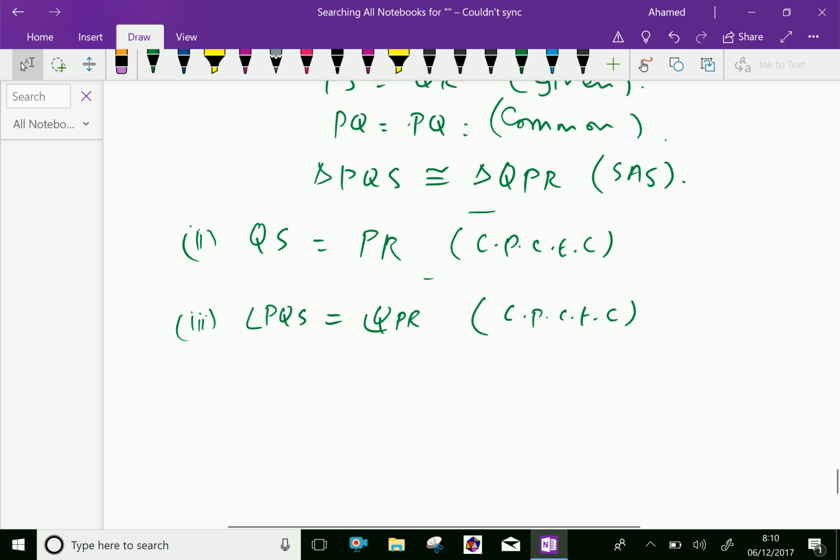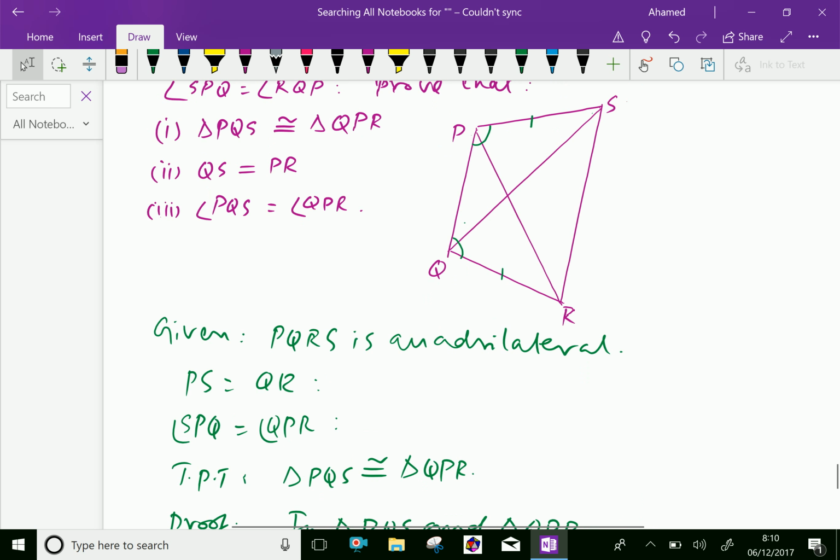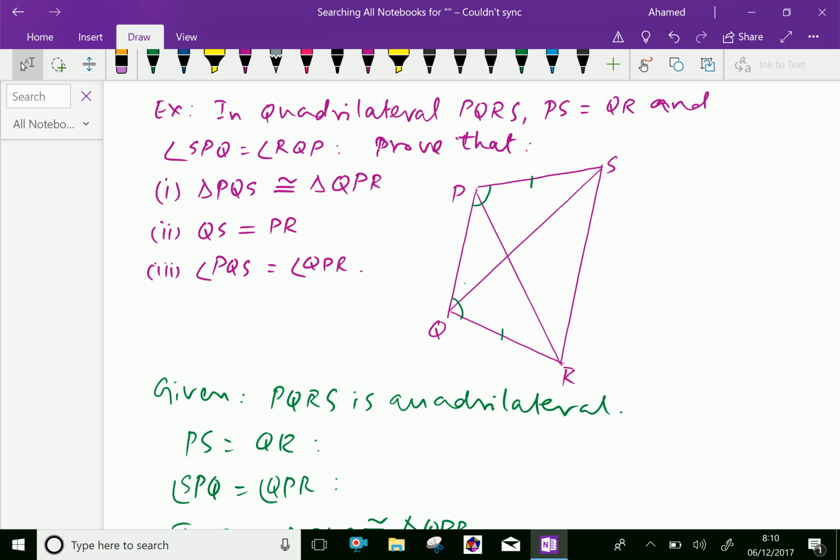Here we can note this angle in the figure: angle PQS. Here we'll change the color. PQS, and here this is QPR. So we proved all the things which are given.